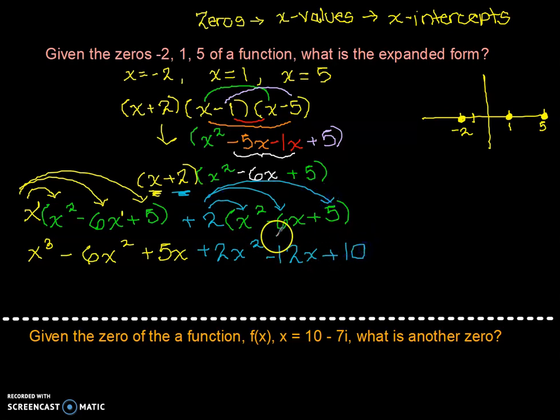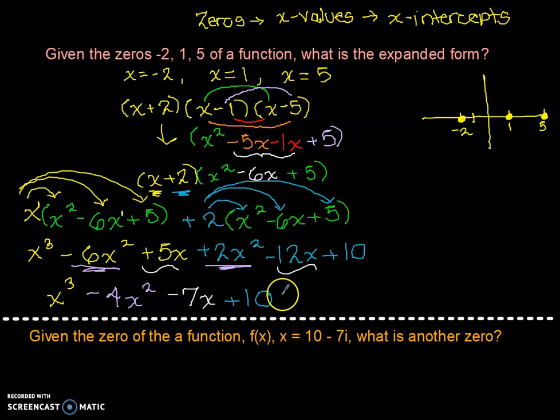And finally, from here, you're combining like terms. So x to the third power has no like terms because nothing else has x to the third power. We have -6x squared plus 2x squared, which would give me -4x squared. And then from here we have +5x minus 12x, which would give me -7x. And finally bring down the plus 10. And this is the expanded form of the function. So it means you're pretty much just working backwards. They're giving you x this time, and you are going to give the original function that it was beforehand.